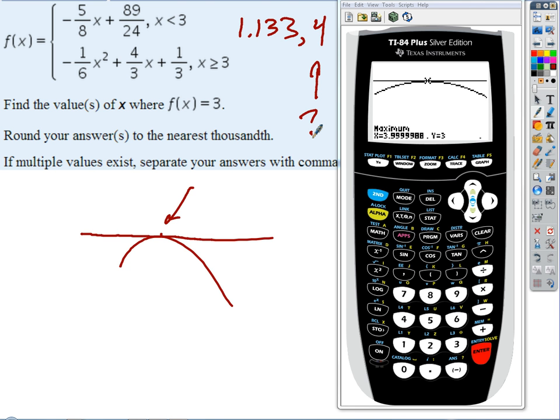Yeah, this is a problem that showed up on someone's test. It could show up on your test. So how do you know? If it's really close like that, you could go through and use the maximum feature like we just did, and it tells you that the highest point is at y equals 3, so it's an intersection. Now, what if the highest point had been at 2.995? Then it wouldn't have been an intersection, it would have been below. What if it would have been at like 3.015?